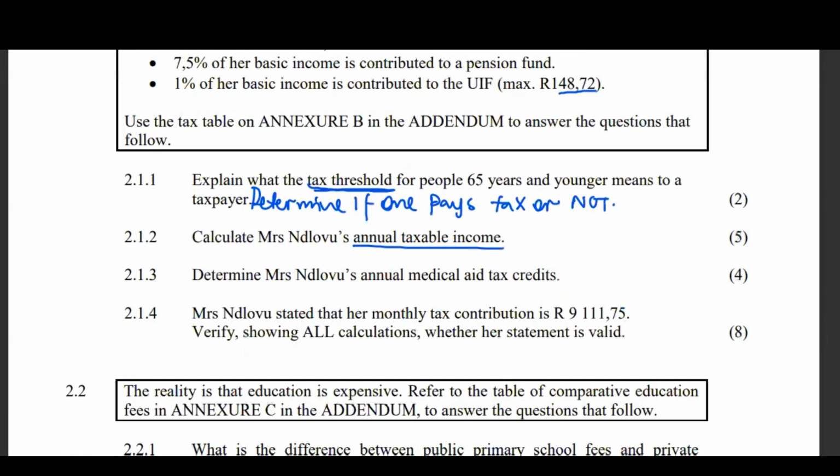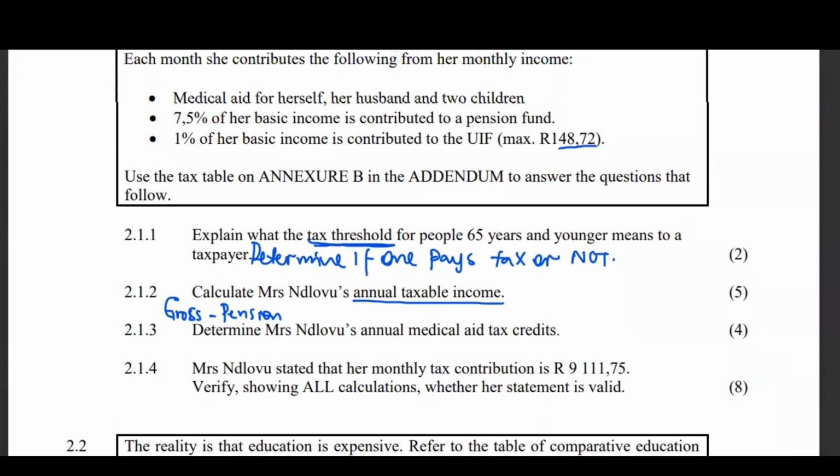First and foremost, we need to look for the taxable income. So we say, remember, taxable income will equal the gross minus pension, because I'm seeing here this as pension, no medical aid. So here it will be gross minus pension. Okay, let's do that. And remember they said annual, so we shall multiply the answer by 12. Now, the gross we are told is 60,000.